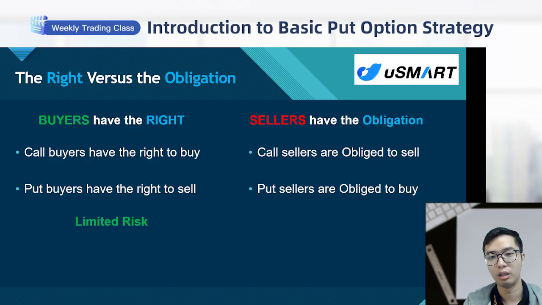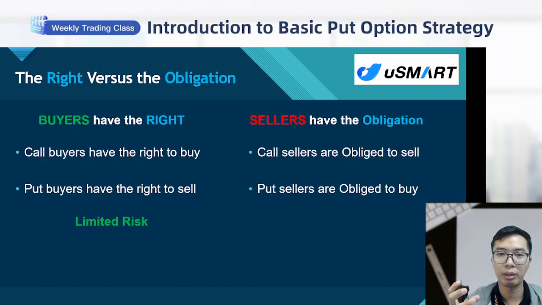So this is the relationship between these two, and basically in option trading, the only relationship is call buyers versus call sellers, and put buyers versus put sellers. Alright, it's not hard to understand. Put sellers are always obliged to buy. When the put buyers have the right to sell and want to sell, the put sellers have to buy. And when the call buyers have the right to buy, the call sellers have the obligation to sell. So this is their relationship.